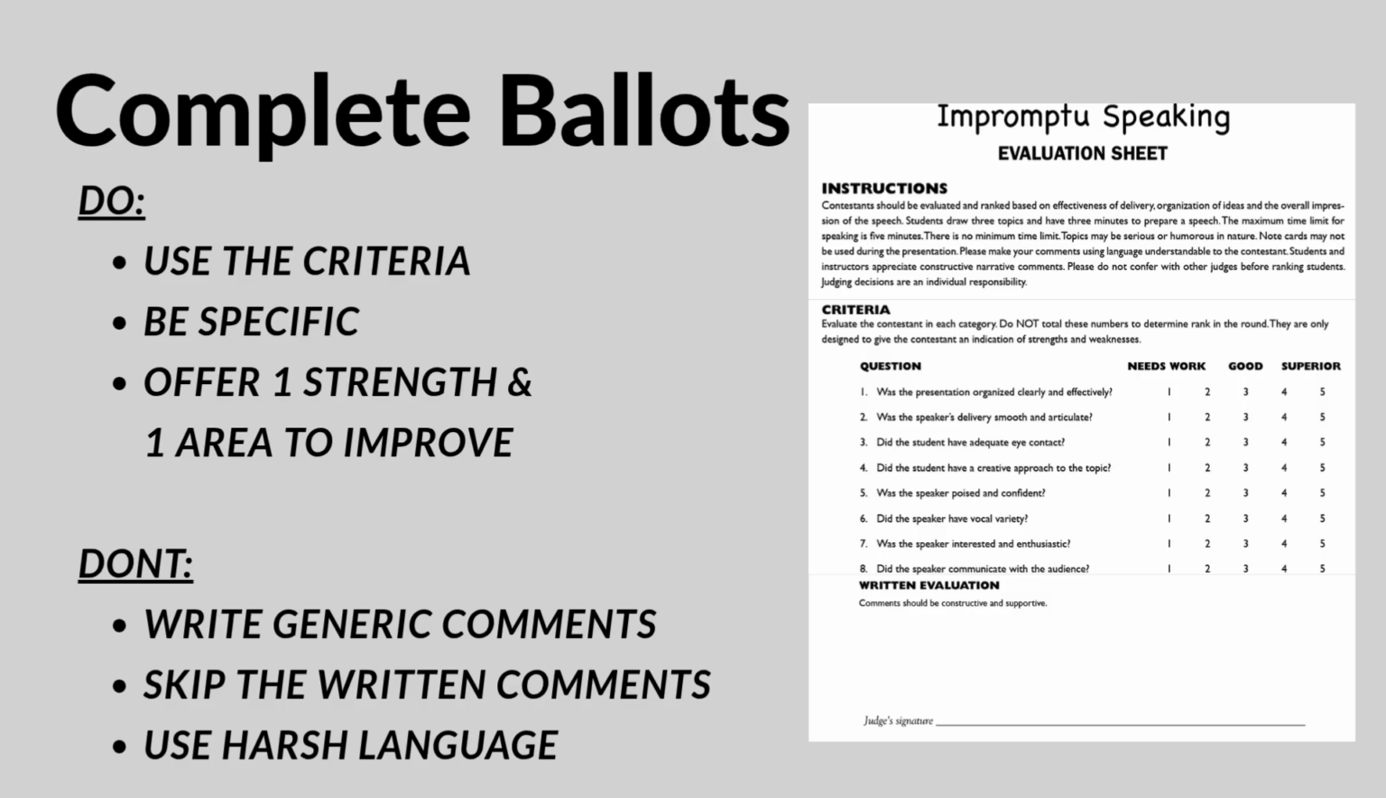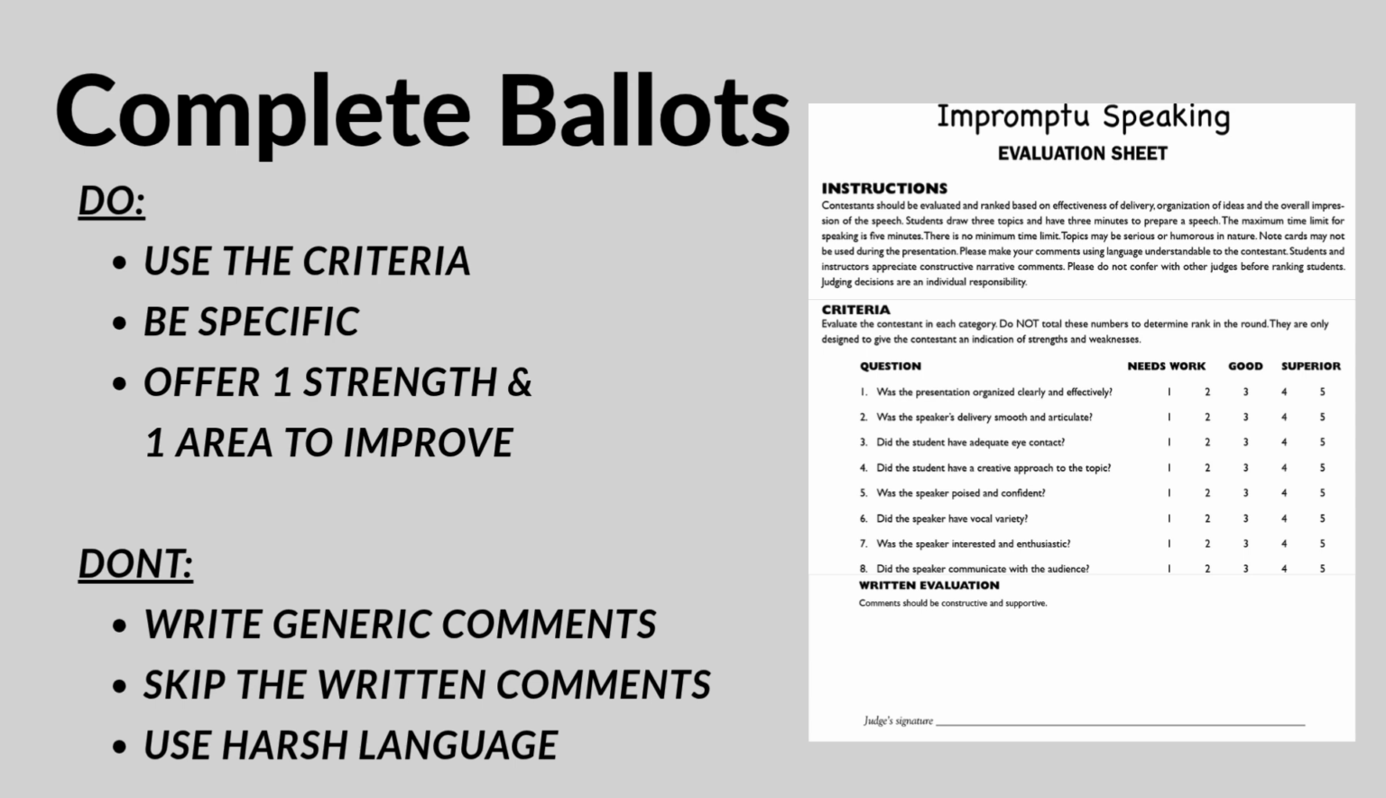For each student speaker, you'll complete one evaluation sheet, also called a ballot. You can begin filling it out during the student speech and finish during the next student's prep time. If you still need more time, you can catch up at the end of the round. Just make sure every student gets a complete evaluation. The ballot includes a list of judging criteria, like organization, delivery, confidence, and vocal variety. You'll rate each area on a scale, but you don't need to total the numbers. The scores are just a guide to help you decide on your rankings.